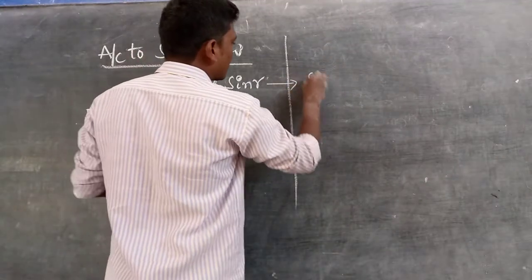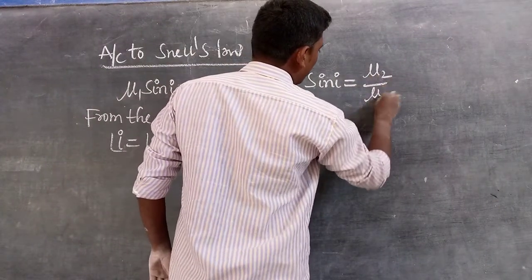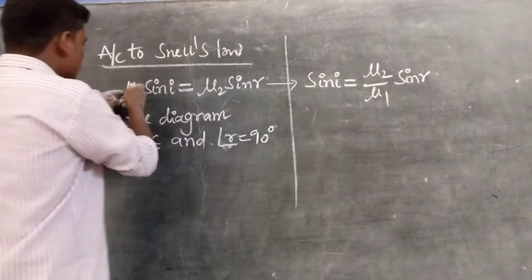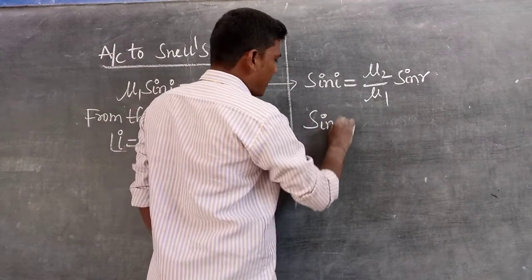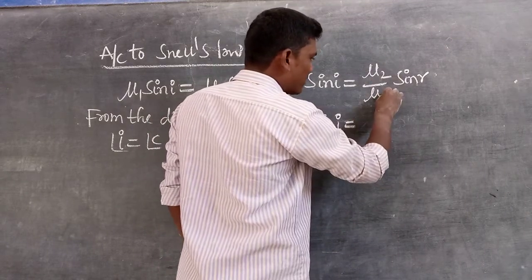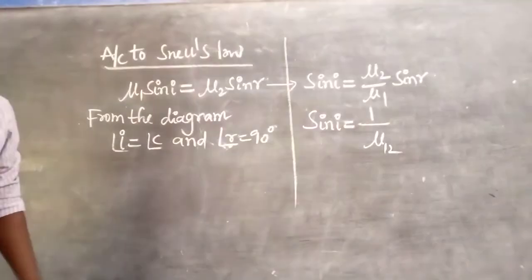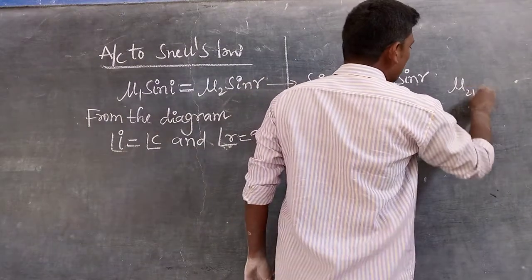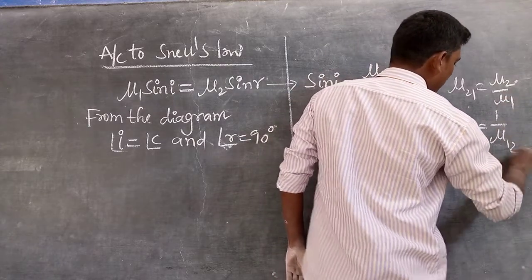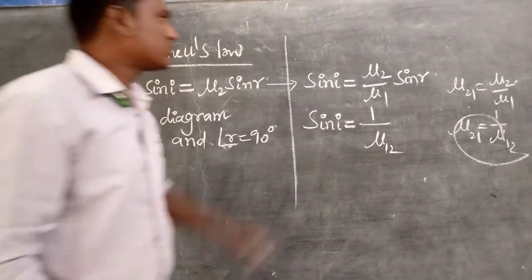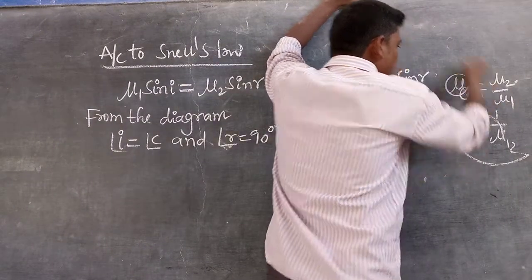So from this, sin I is equal to mu2 upon mu1 sin R, because mu1 is transferred to this side. Then sin I is equal to mu2 upon mu1, which we can write as 1 by mu of 1 2. Is it correct? Because we know that mu of 2 1 is equal to mu2 upon mu1, and mu of 2 1 is equal to 1 by mu of 1 2. Why should I write like this? Because mu2 upon mu1 is nothing but mu of 2 1, the refractive index of the second medium with respect to the first medium.